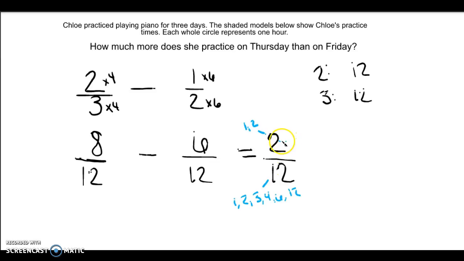So we're going to divide the numerator and the denominator by 2. All right, 2 divided by 2 is 1. 12 divided by 2 is 6. So she practiced for 1/6 of an hour more on Thursday than on Friday.